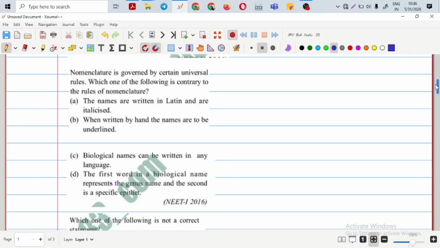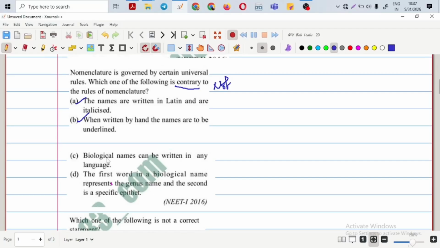Nomenclature is governed by certain universal rules, which of the following is contrary? That means not in the rules of nomenclature. Okay, let's read the options. Always underline the keywords. The names are written in Latin and are italicized. That is true. When handwritten, the names are to be separately written and underlined. I added the term 'separately written'. It is not here, but still it is true.